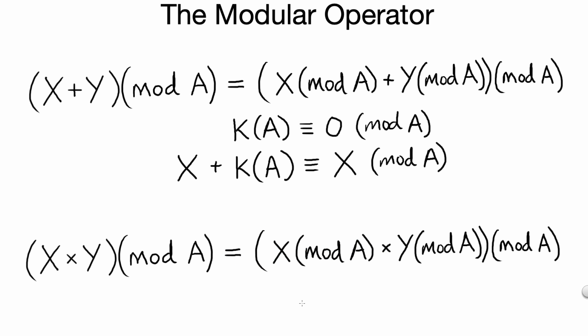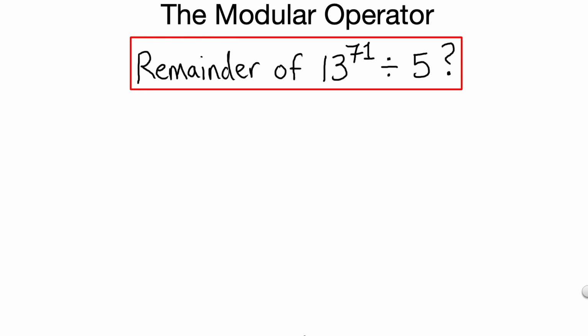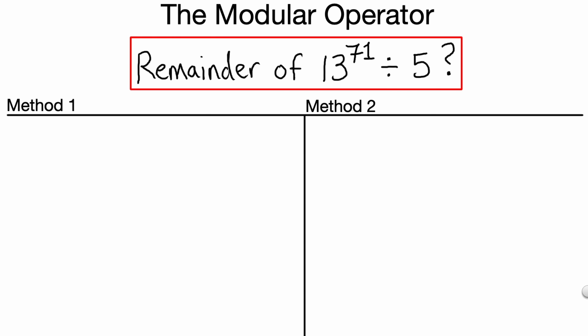This same principle applies to multiplication. If I have x times y modulo a, then I could split the x and the y, take the remainders separately, and then multiply the remainders together, and take mod a after that. Here's a bigger example. What if I asked you to find the remainder of 13 to the power of 71 when divided by 5? I'll show you two methods to do this.